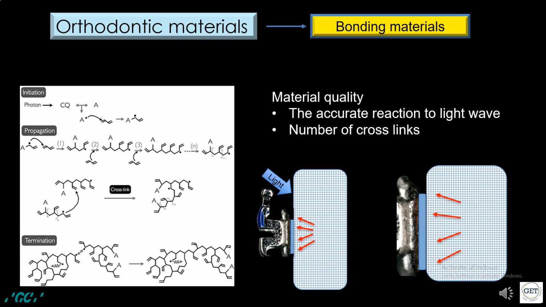The composite under the light activation undergoes a process of polymerization, creating crosslinks. The number of the formed crosslinks and the amount of material in the process determine the bond strength, bond material quality and durability. The more material undergoes propagation and the more crosslinks are formed, the better the bonding material.